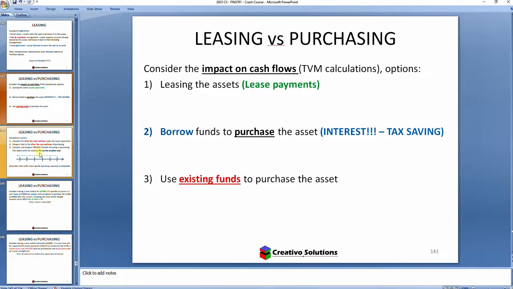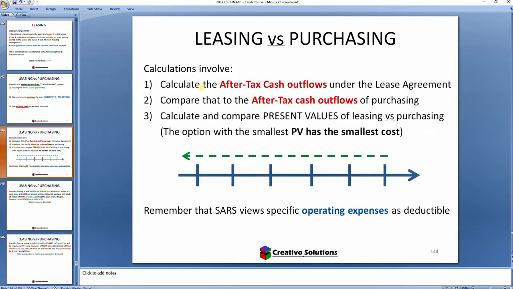So I've given you an example. I've just shown you some workings here. We've looked at this. Remember, everything we do in time value of money, we draw a timeline, and you discount those amounts back in time to see what the amount will be worth at the beginning, at time 0.